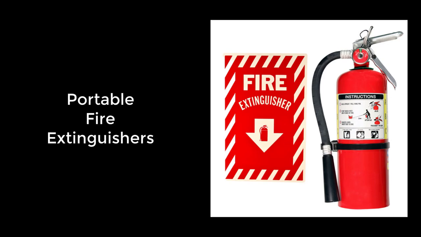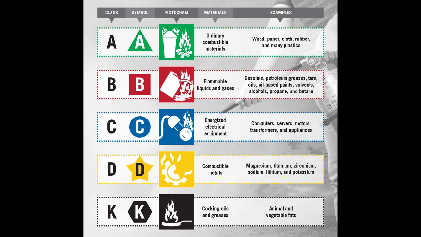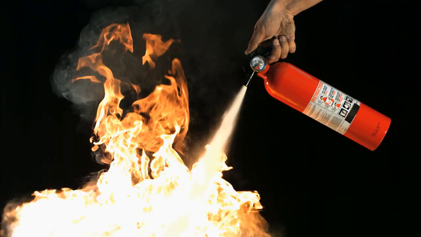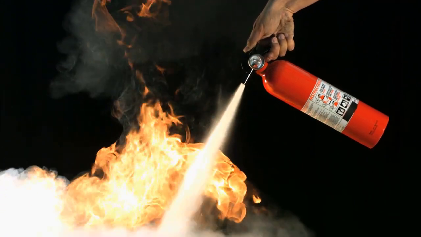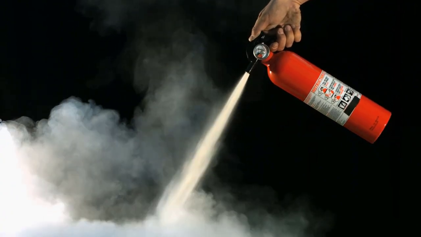Next, we'll talk about portable fire extinguishers. They should never be on the floor, and in the event of an emergency and you had to use one, you want to make sure that you understand the different classes of fires. Class A, trash, wood, and paper; B, flammable liquids; C, electrical; Class D, combustible metals; Class K, kitchen fires. You're going to use the PASS method: pull, aim, squeeze, and sweep. Always make sure you call 911 in the event of a fire emergency.